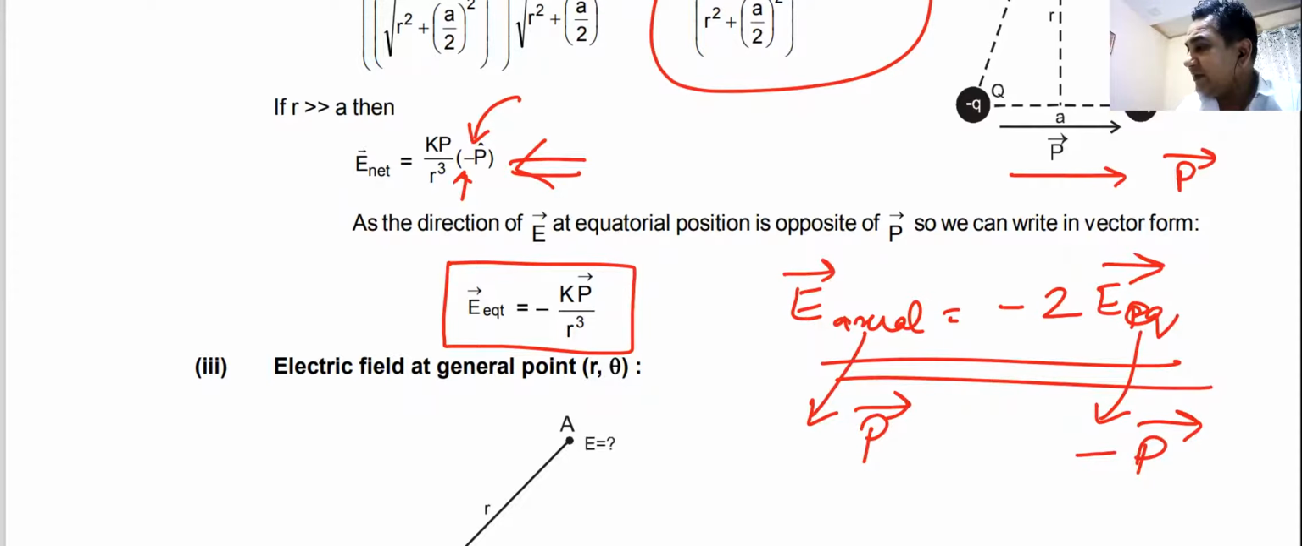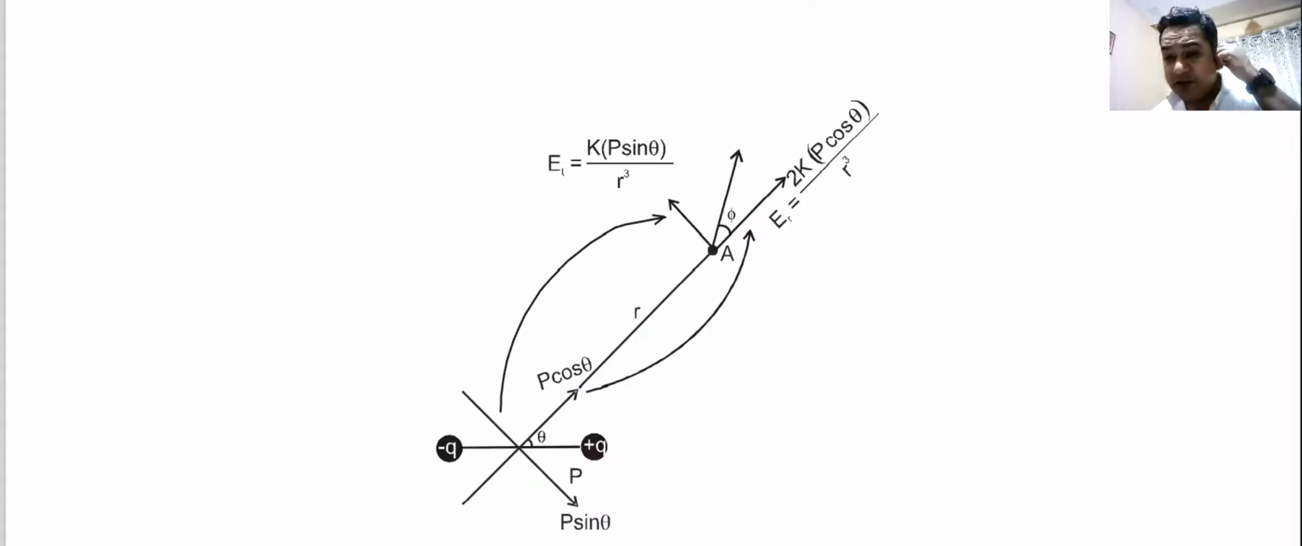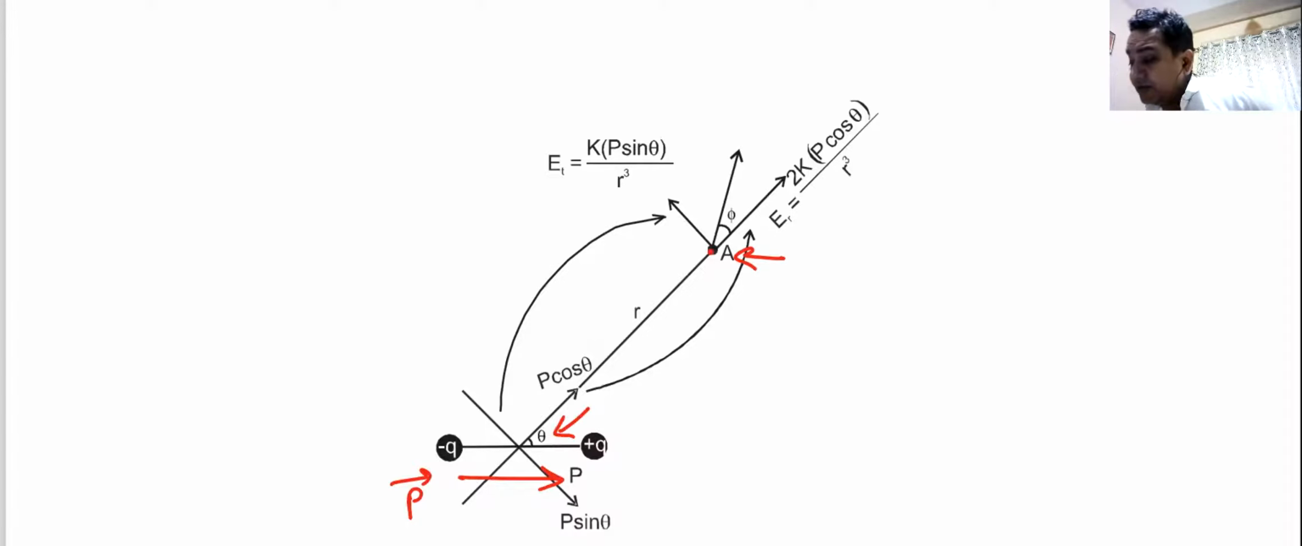All of us remember this? Can I have some response that we understand this? Okay. Now, if I have a general point, point A, and you have the dipole moment P like this, and this angle is theta. Remember these terms.